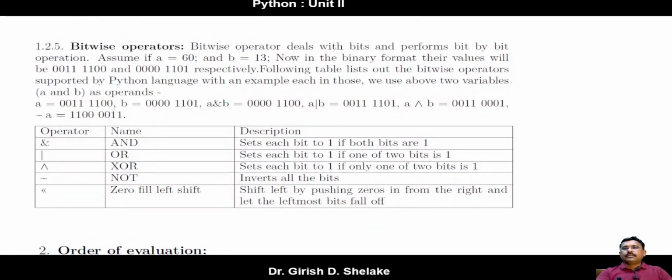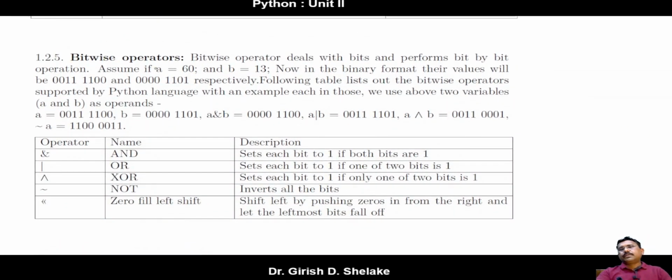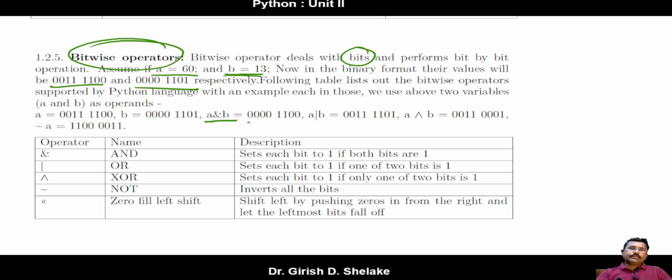And lastly, we are going to see the bitwise operator. This operator deals with bit by bit operations. For example, if we have A equal to 60 and B equal to 13 and we convert them into binary, 60 can be written as 0 0 1 1 1 1 0 0, and B is converted into this one. Then if we write A and B, it performs the operation bit by bit.